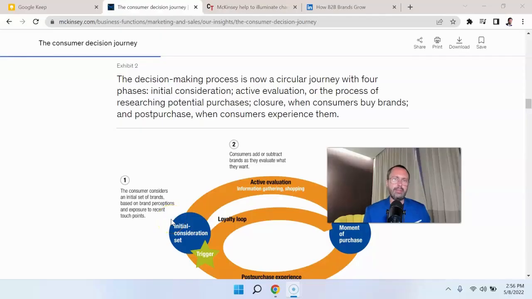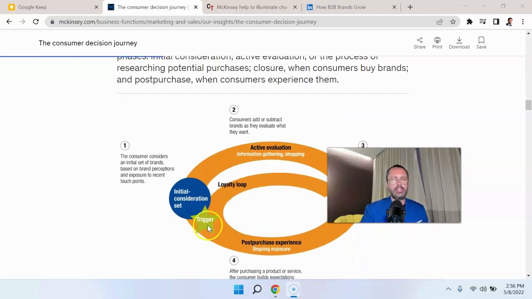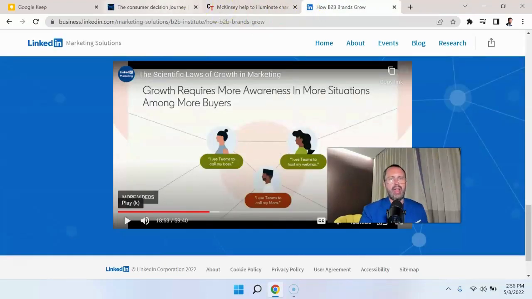I gave you some examples of how you can run awareness campaigns that are focused on reach, to reach as many people as possible. But the real key to growth is not simply getting in front of as many people as possible, but getting in front of them and making sure that there is an association between your product or your brand and something specific. And what that specific thing is, using McKinsey's terminology, is a trigger, or what the B2B Institute calls a buying situation.